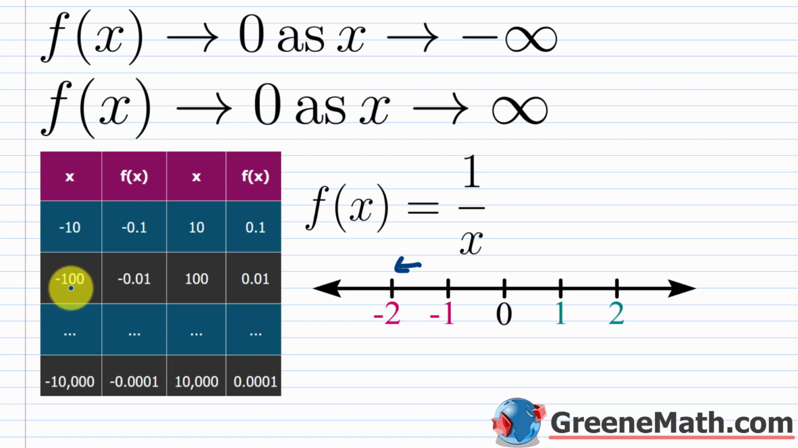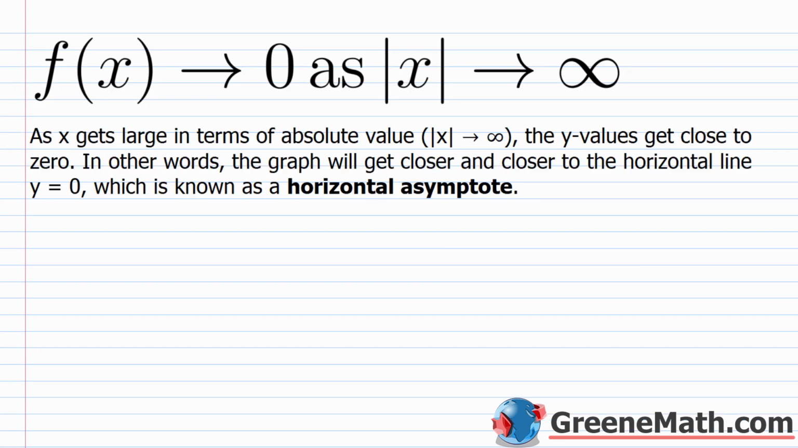Now, the other one, let me erase this, we have f of x or y approaches 0 as x approaches positive infinity. So this way is where we're going now. As we increase without bounds, we approach positive infinity. Again, it's a similar concept here. 1 divided by 10, you get 0.1. Then 1 divided by 100, you get 0.01, and so on and so forth. You can just keep making this number bigger and bigger, and you're going to keep getting closer and closer to 0.